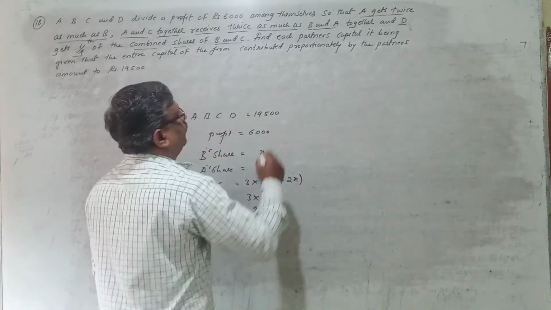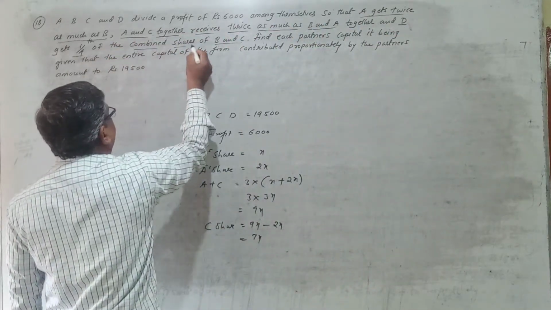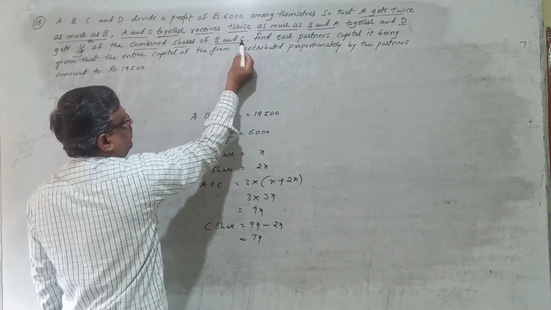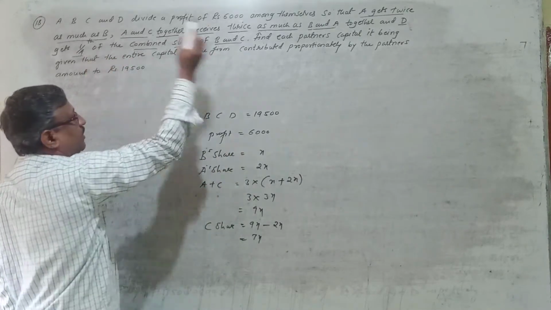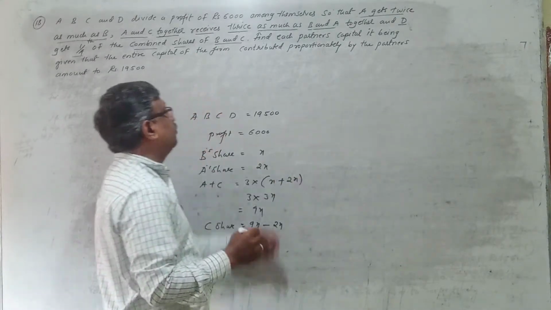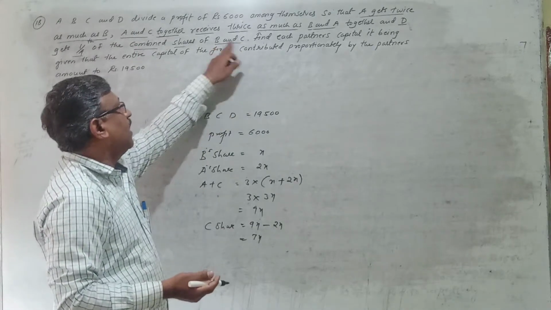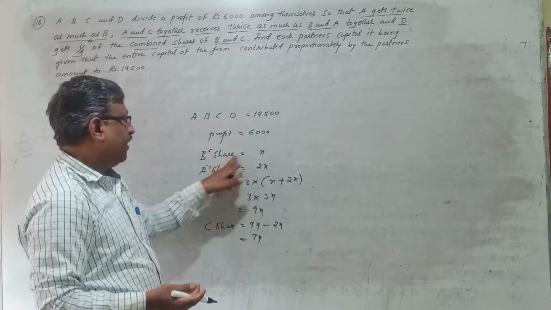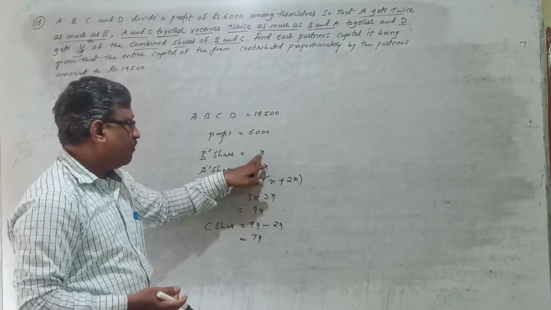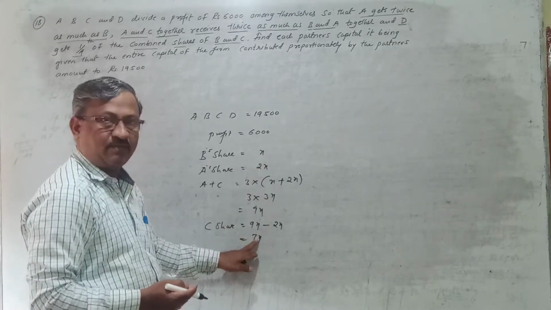Then we have to find out whose share? D's share. So we know D gets 1/4 of the combined share of B and C. Means of what B and C are getting combined, 1/4 is what D is getting. So to calculate D's share, you must know the combined share of B and C. That also we can find very easily, because B and C's shares are known. B gets X and C gets, as we just calculated, 7x. So the combined share of B and C will be 8x, X plus 7x.